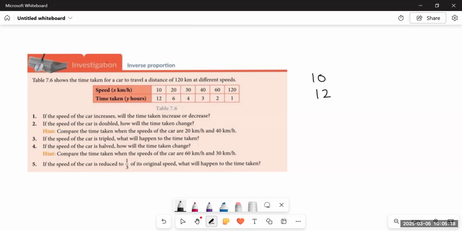So you can see that when one quantity is increasing, the other one is decreasing, and at the same rate. That is, if we are doubling one quantity, the other quantity is getting halved. So you see, if the speed is increased from 10 to 20, the time taken for the same journey is 6 hours.